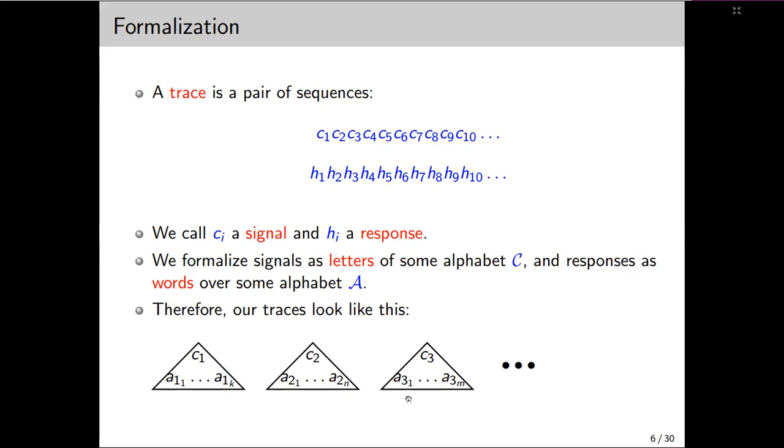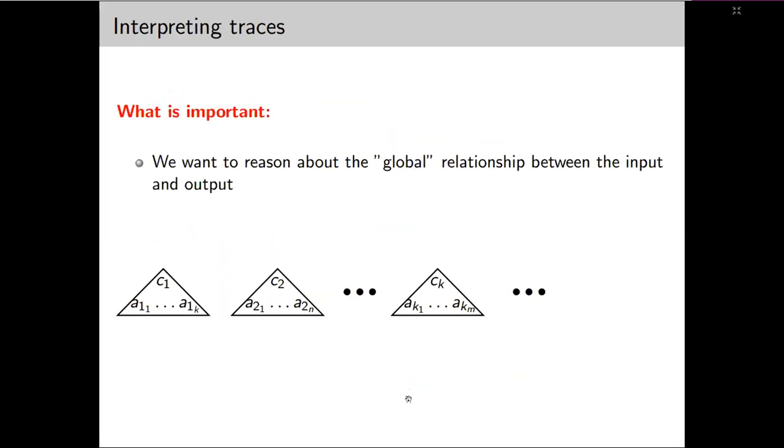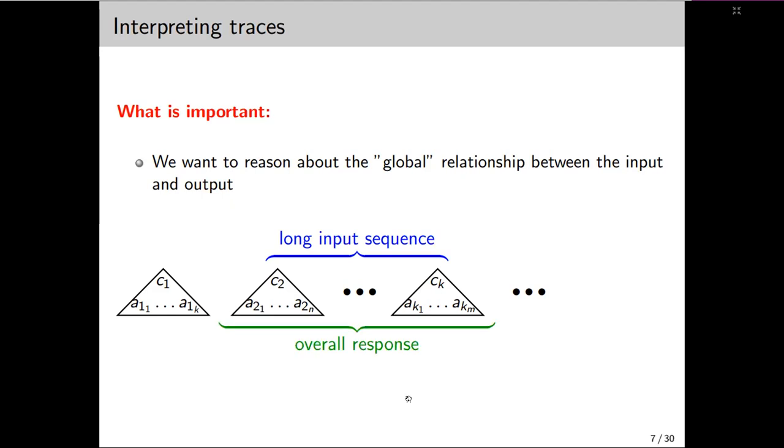So we have these traces, and how do we specify the properties of such traces then? The important thing is that if we just want to specify the properties inside one triangle, then it is kind of straightforward. There can even be an infinite number of different triangles, since the bottom is of unbounded length. But still, what we are interested in here is the global relationship between the input and the output. So imagine that we have this long input sequence. Then in response to this long input sequence, we have this long output sequence.